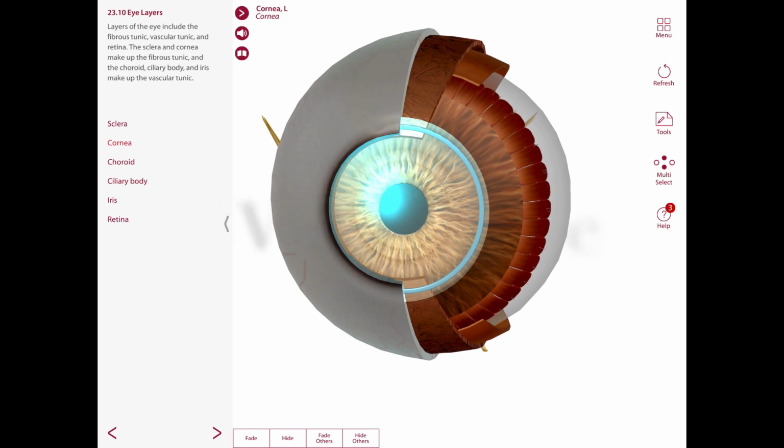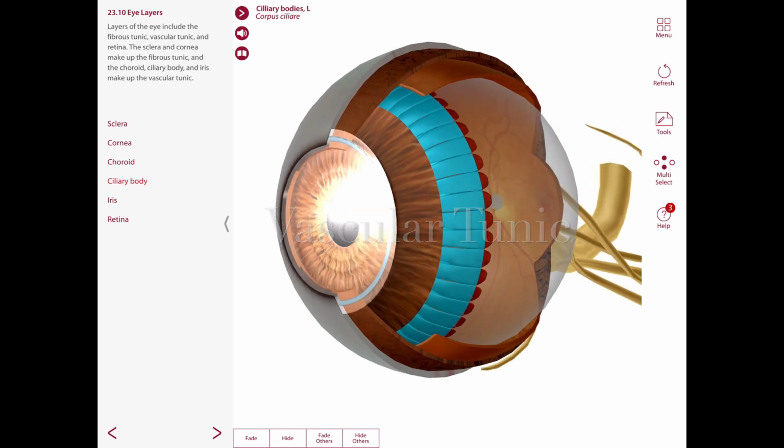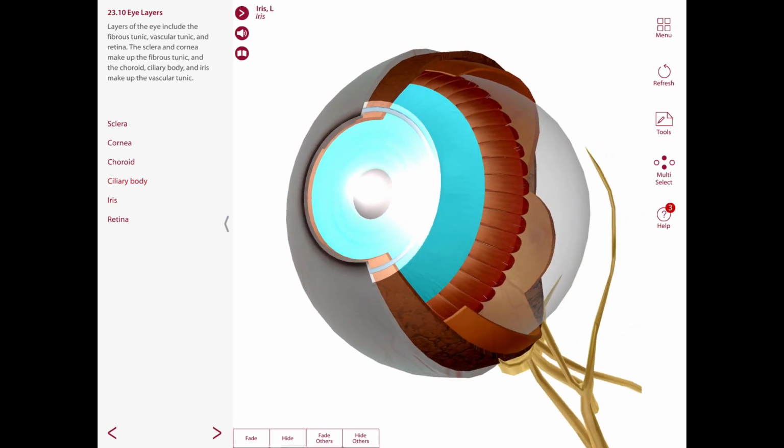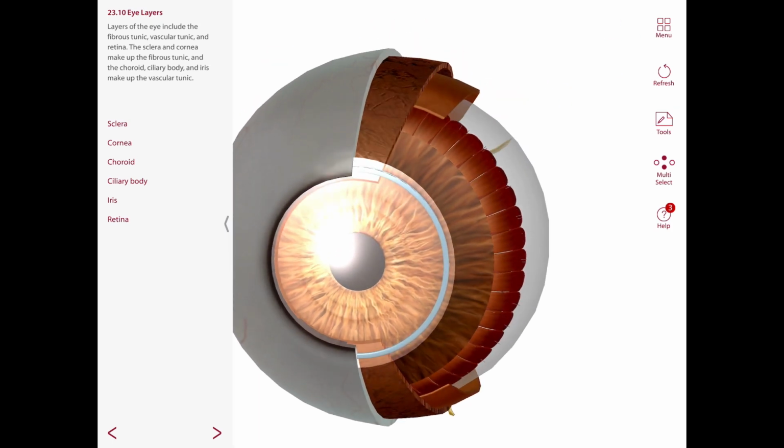Now, the middle layer, which is the choroid, the ciliary body, and the iris, forms the vascular tunic. So the iris is the colored portion of your eye, and it forms the anterior part of the vascular tunic. It is composed of circular smooth muscle that controls the diameter of the pupil, which is the black opening in the middle, in order to regulate the amount of light entering the eye.